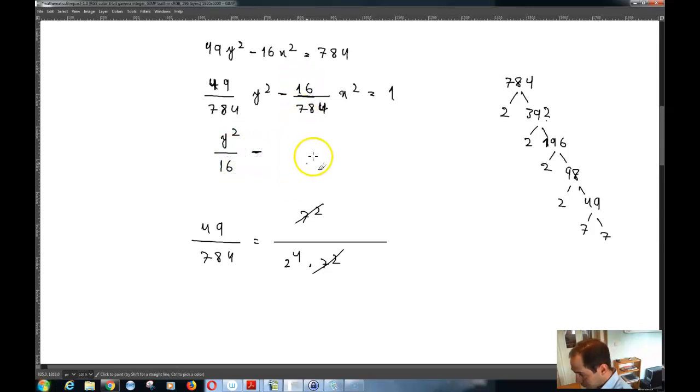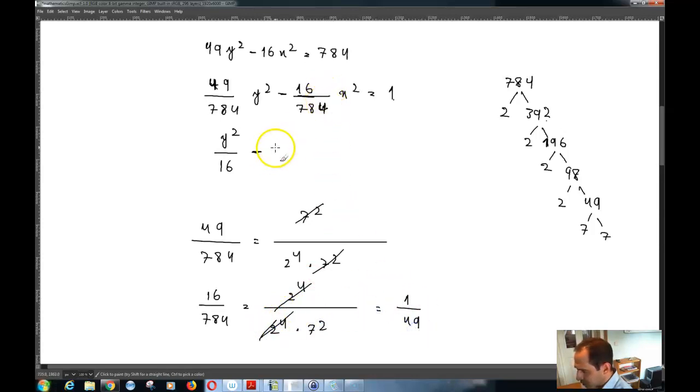And if you write 16 over 784, that is 2 raised to the power 4 over 2 raised to the power 4 times 7 raised to the power 2, and that is 1 over 49. So that is x squared over 49 is equal to 1.